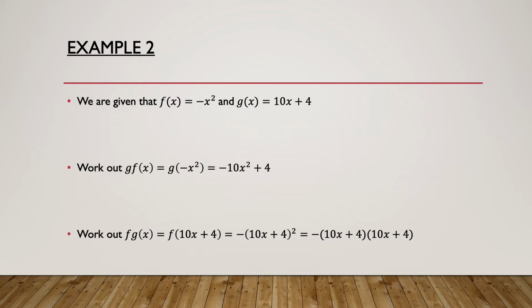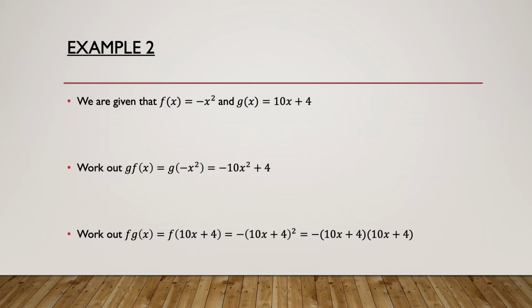So I take my function f, which is minus x squared, and then I apply g to it. So what I do is I replace minus x squared into g of x here, so it becomes minus 10x squared plus 4, or 4 minus 10x squared. Either way is fine. And then next part, guys, work out f of g of x.